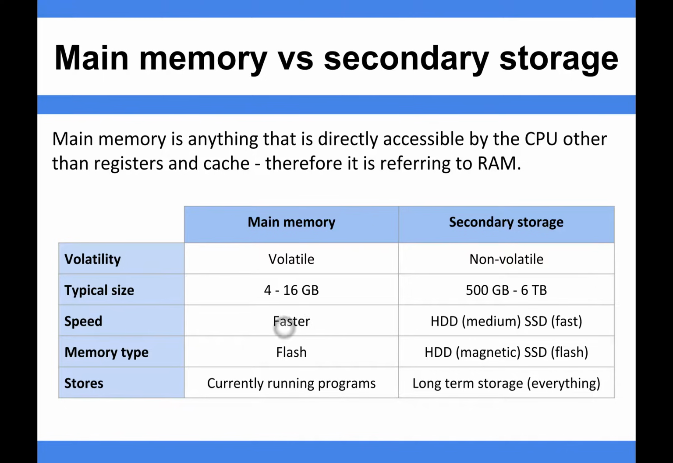Okay, so speed: RAM is the fastest. Hard drives, HDDs, so your magnetic hard disk drives, are medium speed. RAM is significantly faster than those. SSDs are now a lot faster. RAM is still faster than SSD, but SSDs have made a huge difference. And then memory type, the way it stores the data: RAM is flash memory, and SSDs are also a type of flash memory, but they work slightly differently. And HDDs are your magnetic storage.